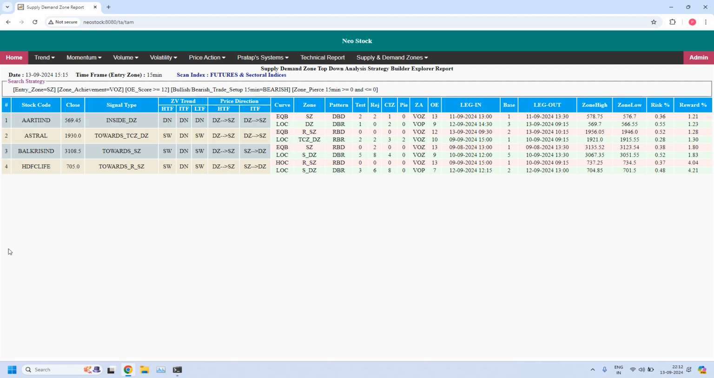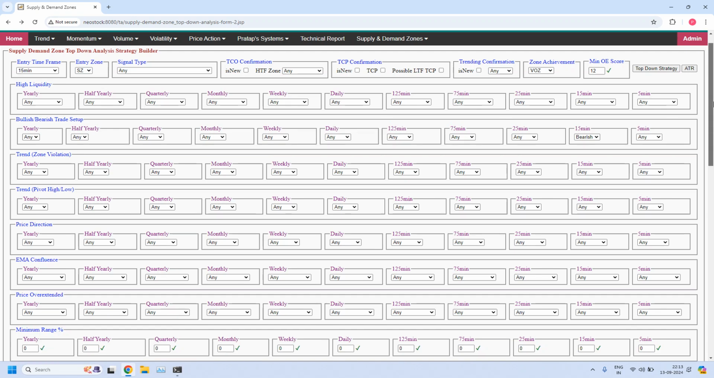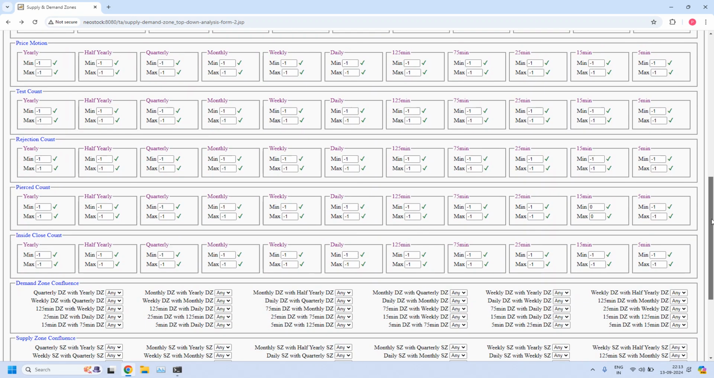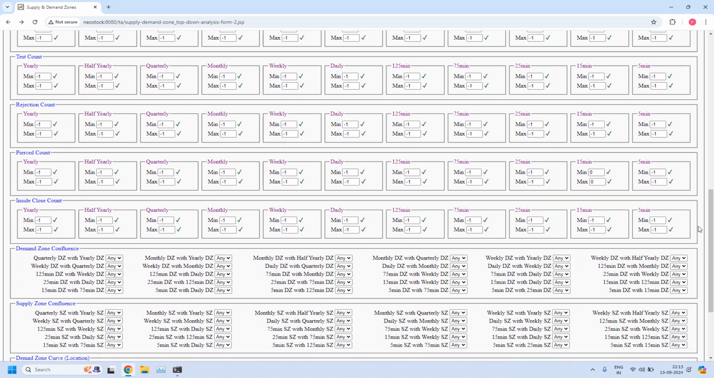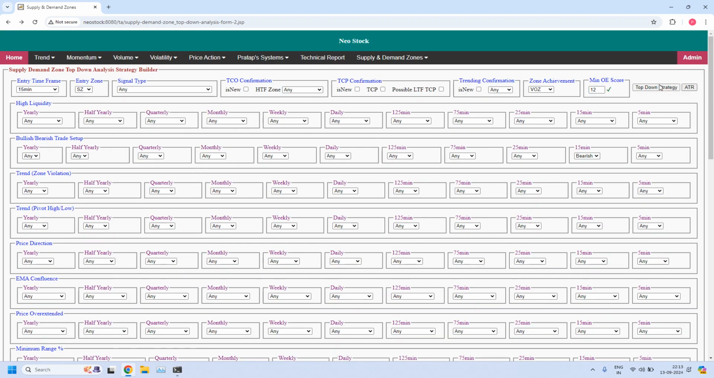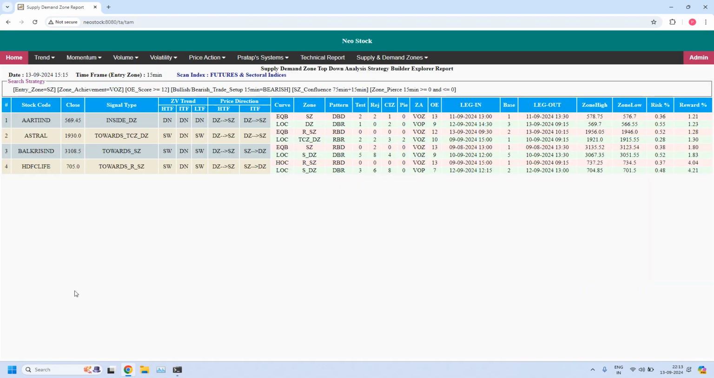All these 4 stocks are currently supporting bearish trade setup for a daily income trade, that is entry time frame 15 minutes. Out of these 4, if any of the stocks are having ITF confluence, let's verify. In the supply zone confluence, 15-minute supply zone with 75-minute supply zone, I am enabling. Let's verify. Okay, all 4 stocks are having ITF confluence.